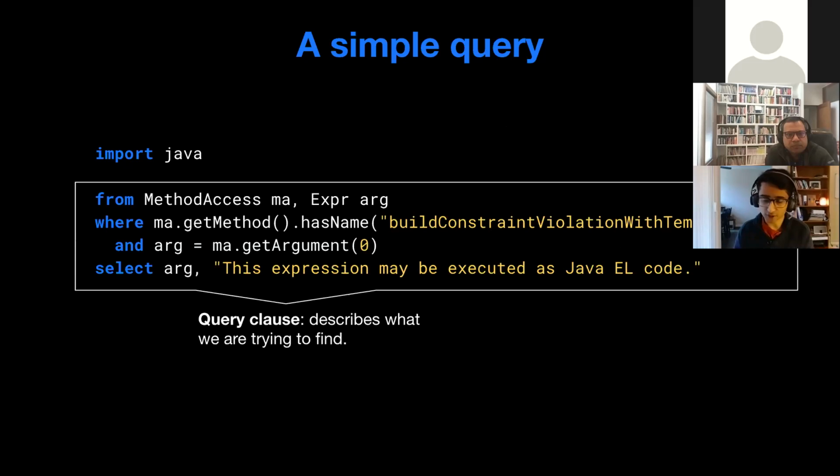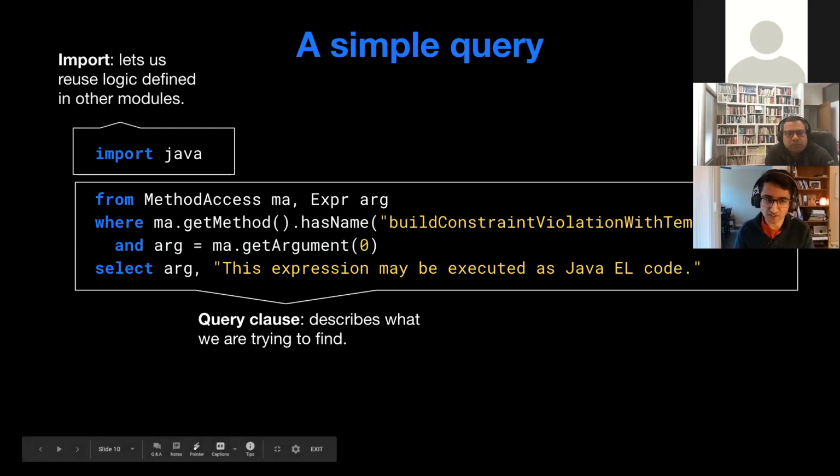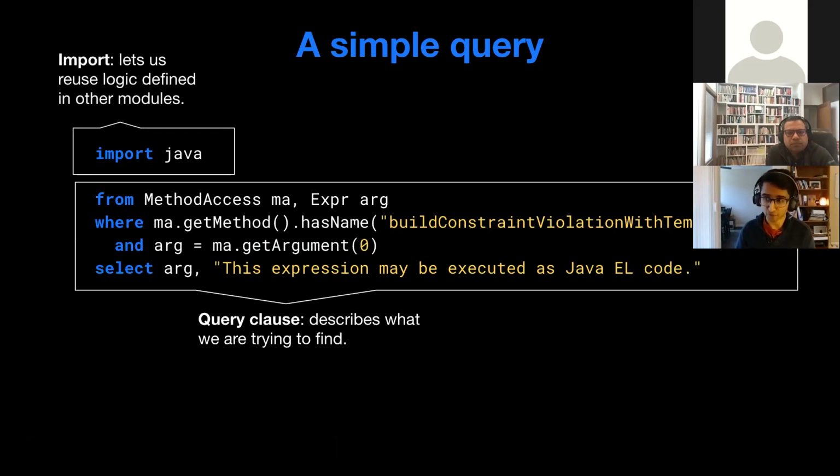Overall, this query clause describes what pattern we are trying to find, and it relies on imports. It relies on this method access type, this expression type, these built-in things that look like functions but are not quite, get method and has name. All these are coming from the standard libraries that we've written for Java, for CodeQL analysis of Java. And so these imports let you reuse logic in other modules.